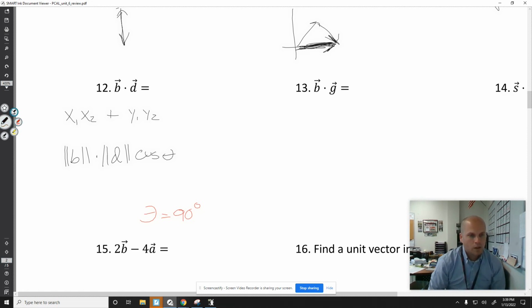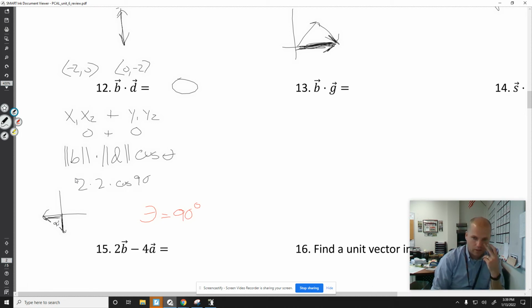So let's look at this with B and D. B is negative 2, 0, and D is 0, negative 2. I know immediately that these are perpendicular. Watch what happens. X times X is 0. Y times Y is 0. The dot product is 0. I also know that between negative 2, 0 and 0, negative 2, the angle between them is 90 degrees. If I did magnitude times the cosine of 90 degrees, it's another way of getting 0. These are easy. I don't like the numbers that we use. They're almost too easy.